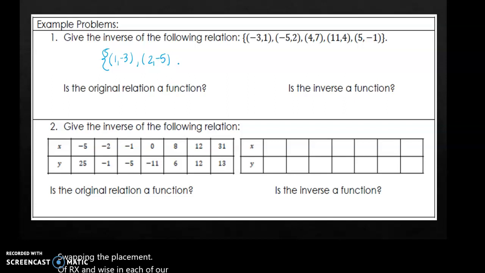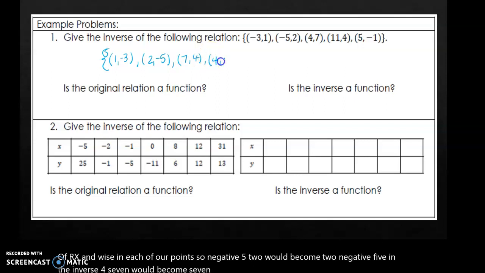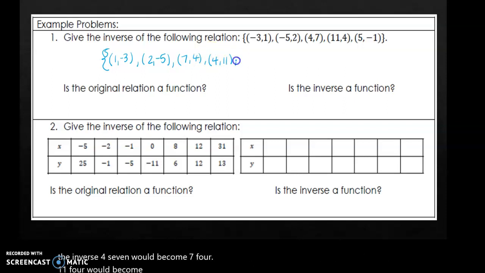So negative 5, 2 would become 2, negative 5 in the inverse. 4, 7 would become 7, 4. 11, 4 would become 4, 11. And 5, negative 1 would become negative 1, 5.